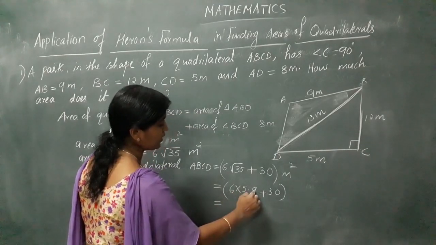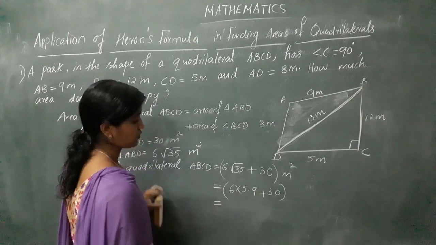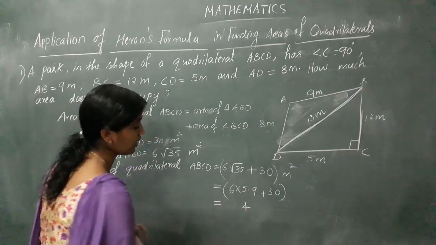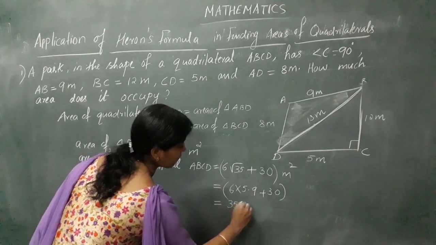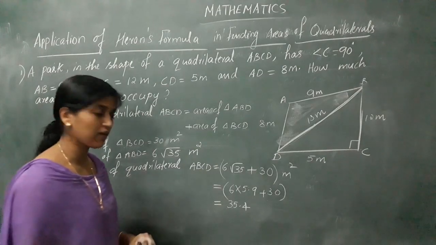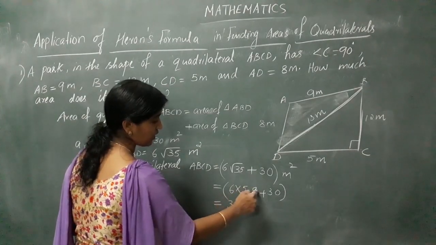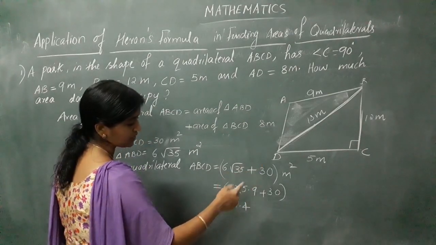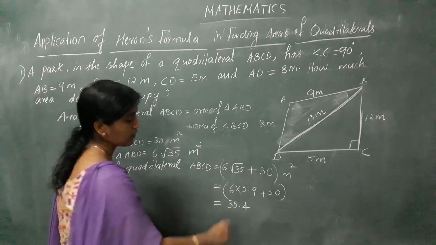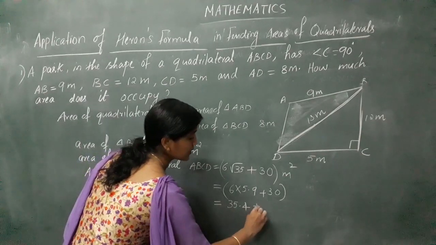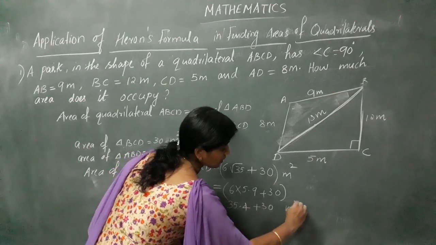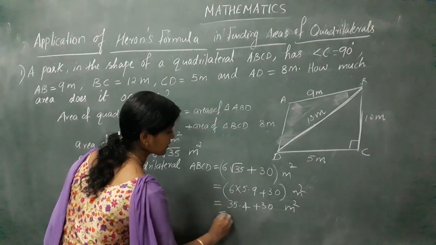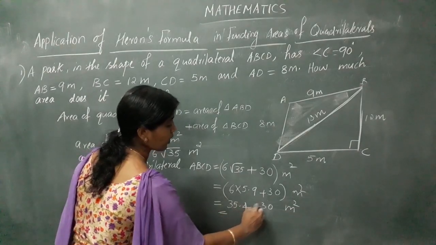So 6 9s are 54. Then 5 balance. Now 6 5s are 30, plus 5, that is 35. So total you get 35.4. Then 35.4 plus what is there? 30. That means meter square. So you get here the answer is equal to 35.4 plus 30.